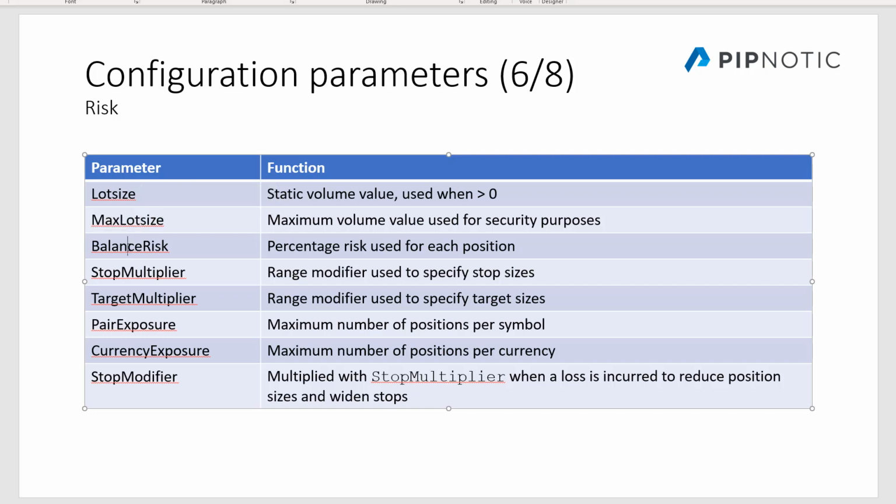Then we have balance risk, and this tells the software how much of your account risk that you wish to risk per trade. You can put it on 0.01, which would be 1%, or you can put it on 0.005, which is 0.5%. It's up to you entirely. Then we have stop multiplier and target multiplier.